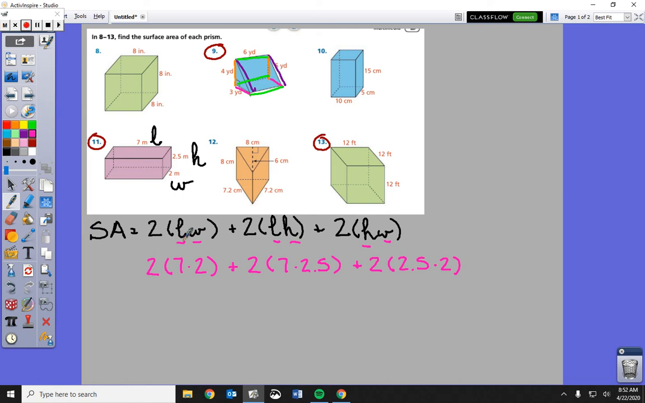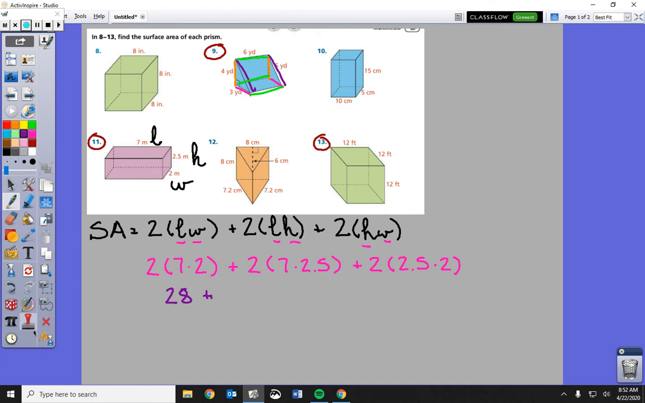Now, some multiplication here. We're good at this. In the parentheses, 7 times 2 is 14. 14 doubled gives us 28. Plus 7 times 2.5: 7 times 2 is 14, half of 7 is 3.5, so 3.5 plus 14, I think gives us 17.5. 17.5 times 2, I think gives us 35.